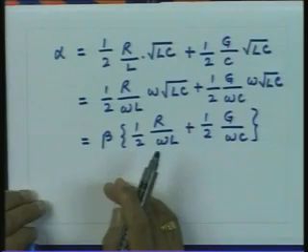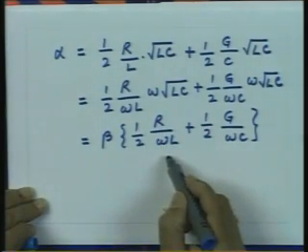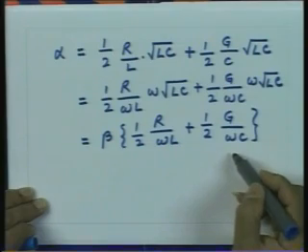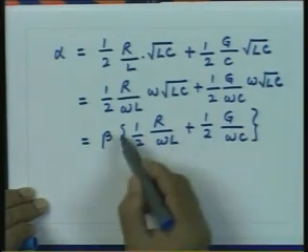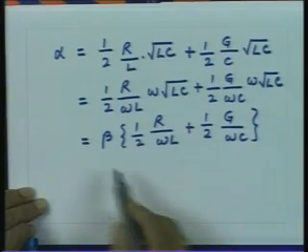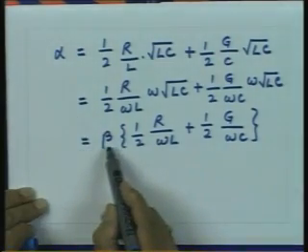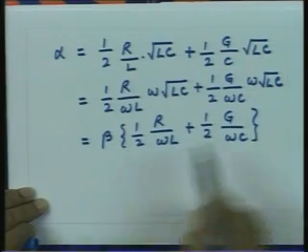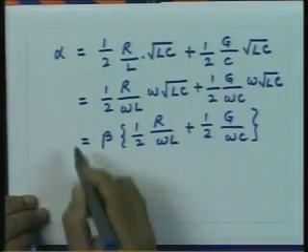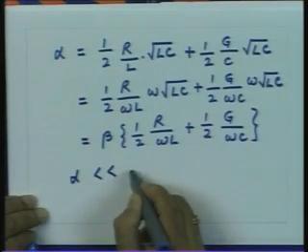Now, from the definition of the low loss, R upon omega L is much smaller than 1, and G upon omega C is much smaller than 1. So, this whole quantity is much smaller than 1. So, essentially what we are saying is that alpha now is equal to beta multiplied by a very small quantity, or in other words, for low loss the condition now is that alpha is much less than beta.